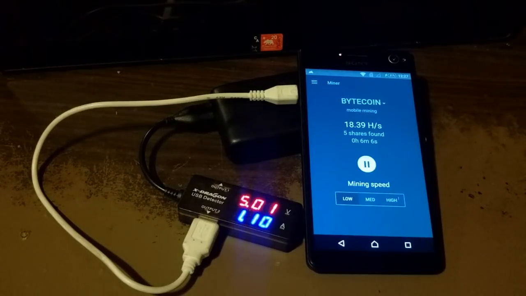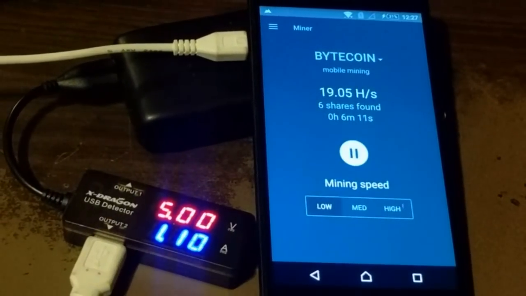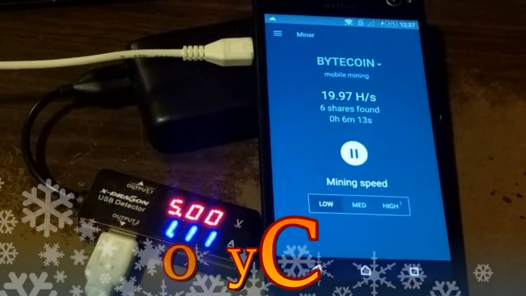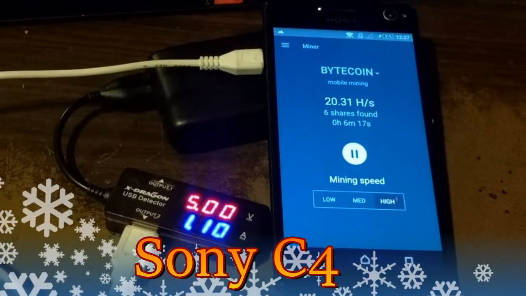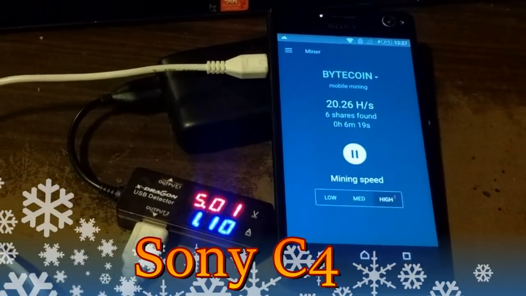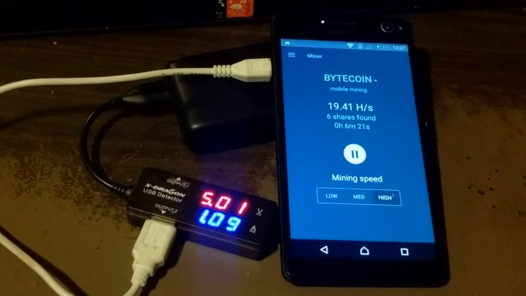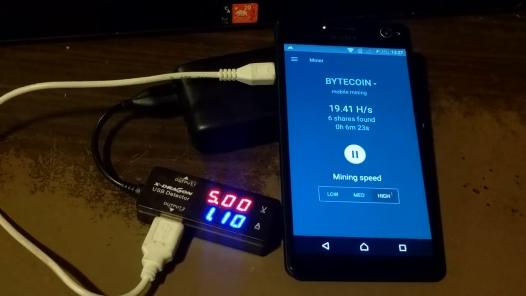This is the Sony C4, and we're mining right now, and we're drawing 1 amp on 5 volts. Here it is on high. No real big amperage difference.